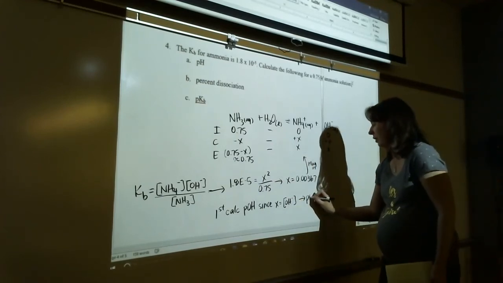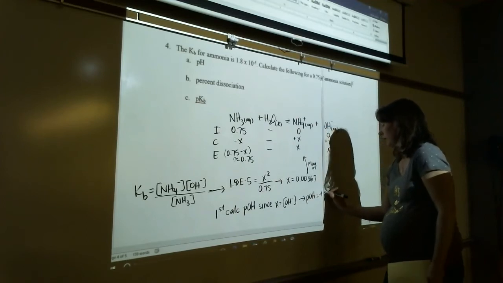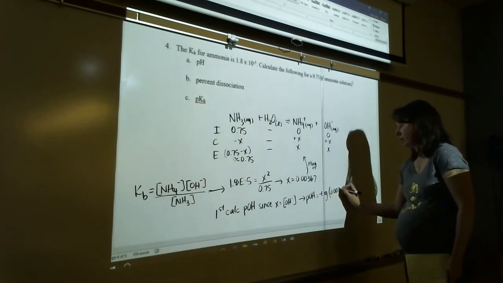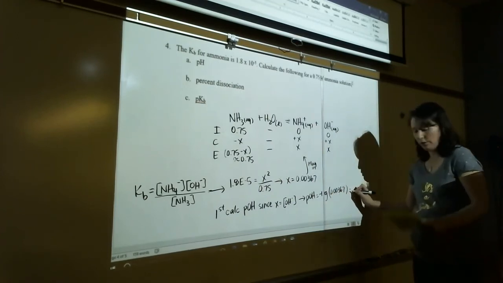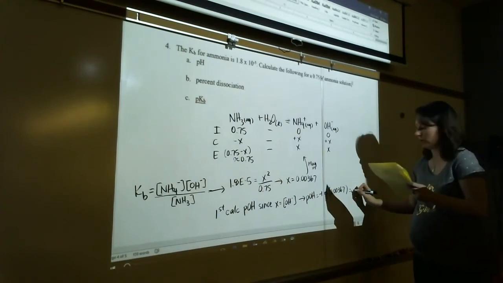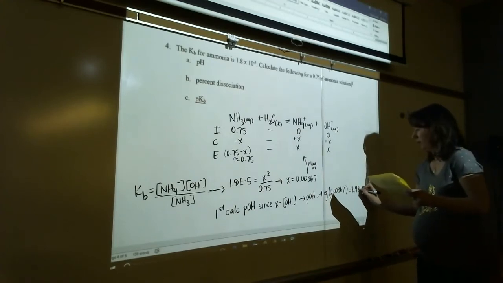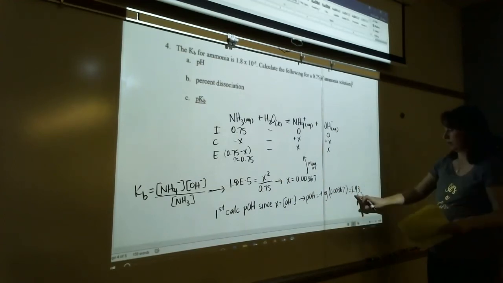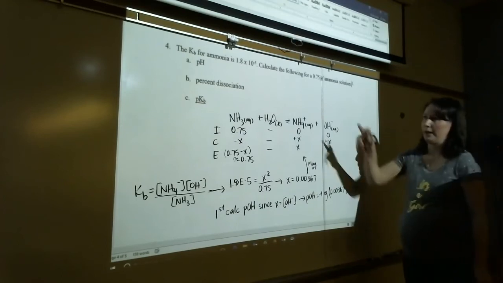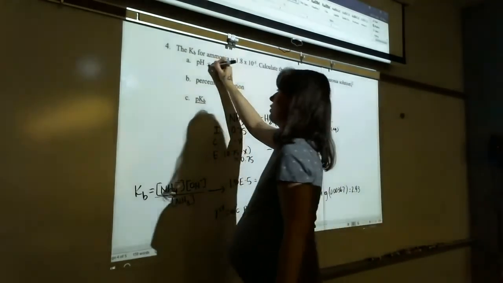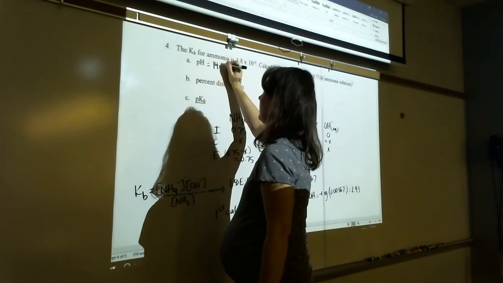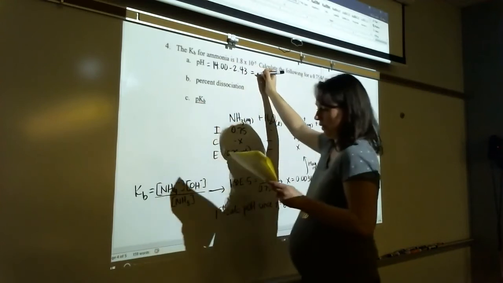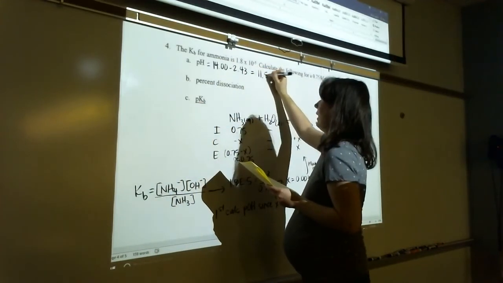So that means pOH will be negative log of 0.00367. So I got for my pOH 2.43. 2 sig figs, therefore 2 decimal places. Now I can get pH, right? pH would just be 14 minus 2.43. So that gives me 11.57.